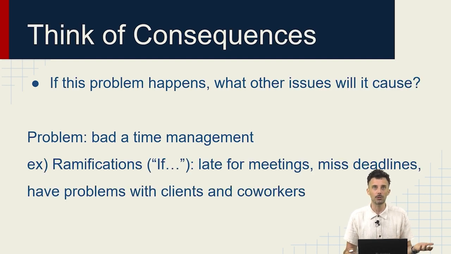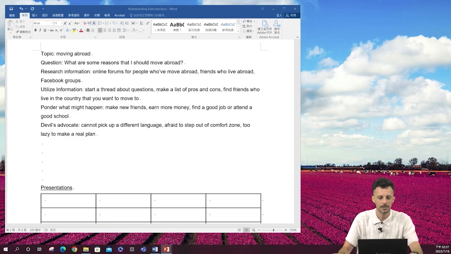So that's part 2. Thinking of the consequences of the problem. This is like a conditional: if this problem happens, what other issues will it cause? So if I'm bad at time management, I wrote it wrong again, but I'll correct it later. You want to think of the ramifications. So, actually, I'll fix that right now. Okay.